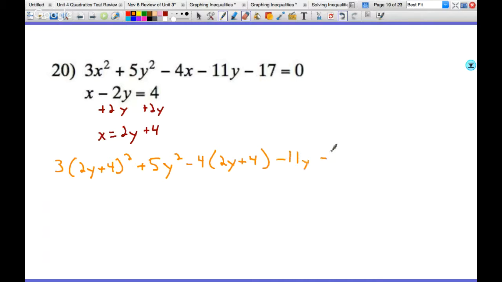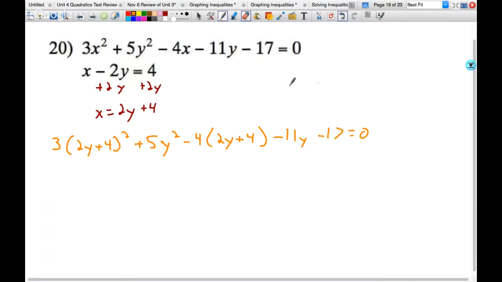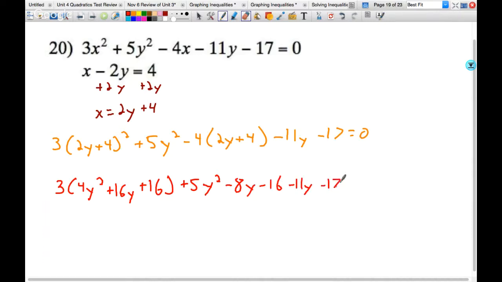So here's what I get after I do the substitution. Let's see, 16y. Try to do the foiling. After I do the distribution, I'll get 12y squared plus 48y plus 48.